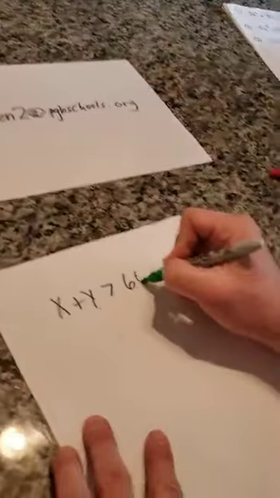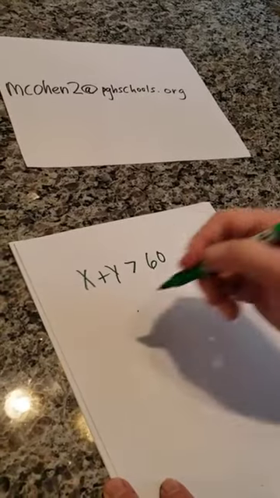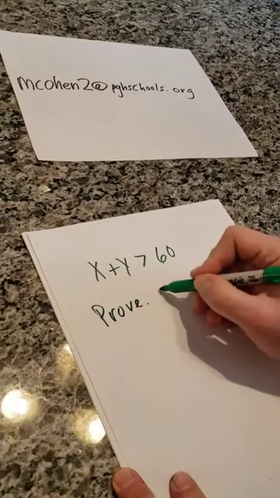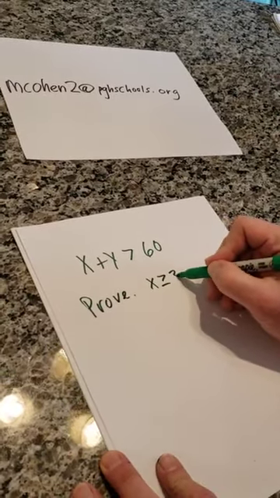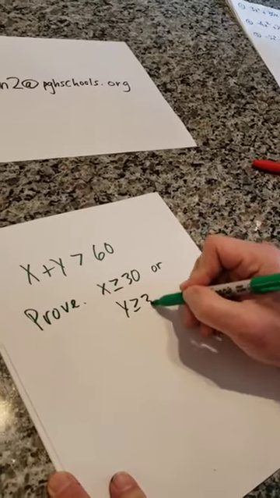After that, around page 386, we get an idea called indirect proofs. And here's how an indirect proof works. We're going to take the opposite of what we are trying to prove and prove that it is false. As an example, suppose we had the problem x plus y, this is an algebraic version of it, but suppose we had the problem x plus y is greater than 60, and we were trying to prove that either x is greater than or equal to 30, or y is greater than or equal to 30.